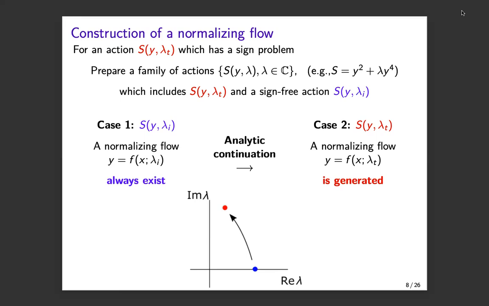So this is one way to imagine the existence of normalizing flows in the case where the action is complex valued. Because for the sign-free case, it is really a theorem that normalizing flows exist, but for this complex case, it is not an obvious question. But this is a very simple picture with many holes in it.